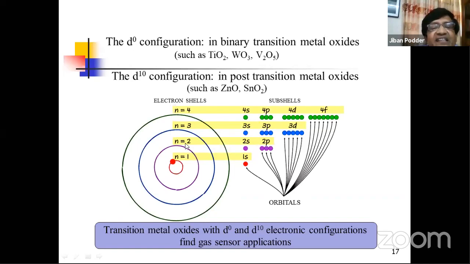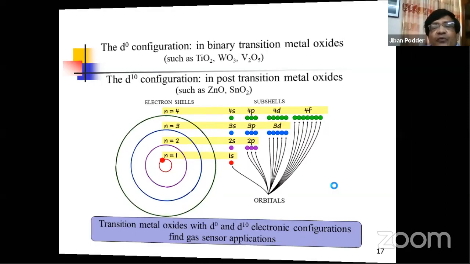Here we see the electron shells, and these are the s shells. The transition metals having an odd or even number of electrons in the d shell are most suitable for gas sensor applications. Here are zinc oxide, tin oxide, titanium dioxide, tungsten oxide, and vanadium oxide. So these are the series of transition metals we can show.